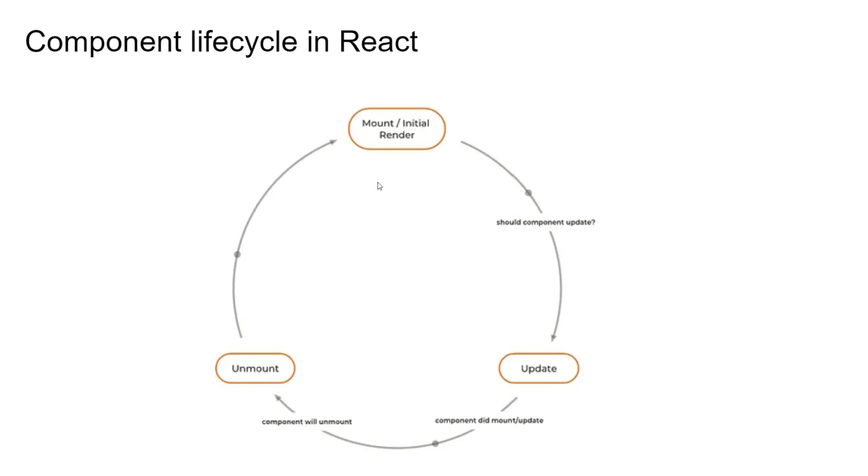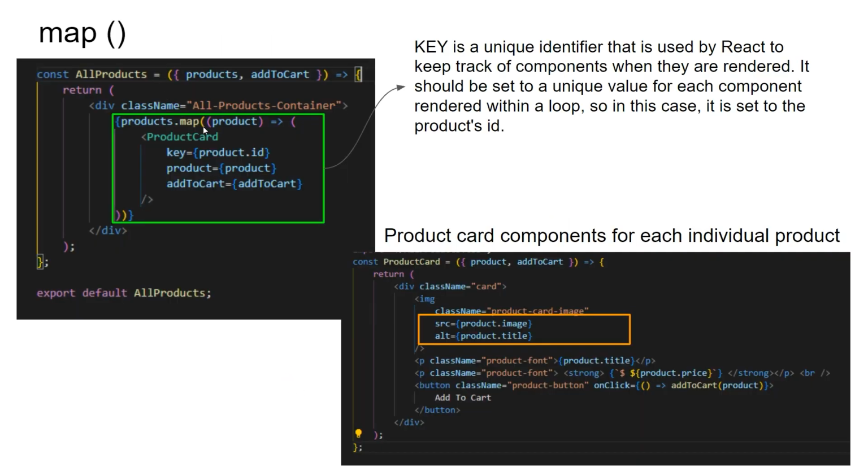Each component in React has a lifecycle. Mounting is putting elements into the DOM. It updates whenever there is a change in the component's state or props, and unmounts when a component is removed from the DOM. I used the map method to loop through each element in the products array and create a product cart component for each product in the array, and I set each product's ID as key.